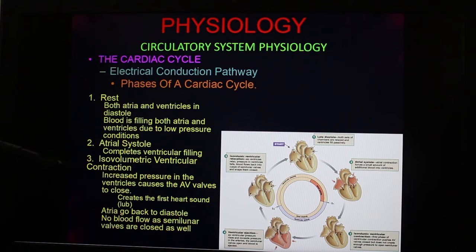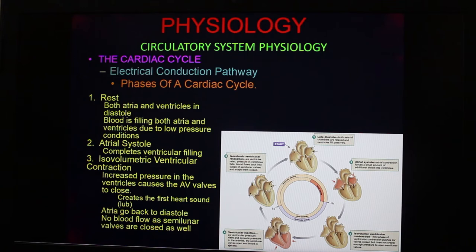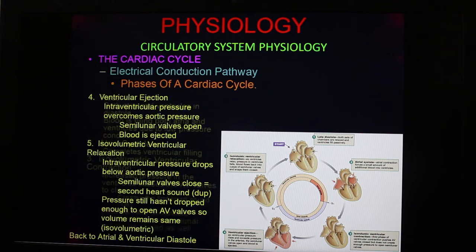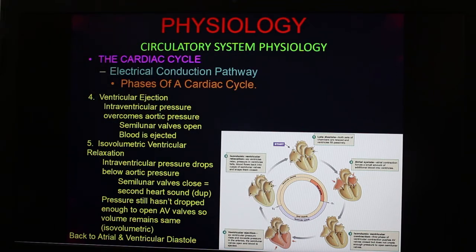And as contraction increases, pressure in the ventricles causes the AV valves to close. Then the atria go back to diastole and no blood flows as the semilunar valves are closed as well at this point. So this is a cardiac cycle, one systole, one diastole, and the phases of a cardiac cycle. So ventricular ejection: when interventricular pressure overcomes aortic pressure, semilunar valves open, and blood is ejected into the aorta and the pulmonary artery. And in isovolumetric ventricular relaxation, interventricular pressure drops below aortic pressure, so the semilunar valves go back and close, the aortic and pulmonary valves, and the second heart sound at that moment, like a boom, is heard.